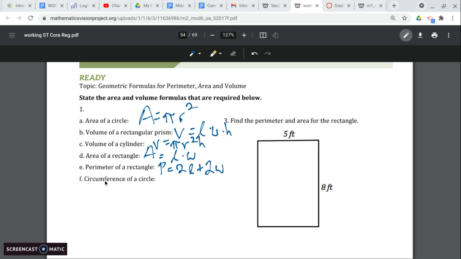The circumference of a circle, there are 2 equations for this technically. C equals 2 pi r as well as C equals pi d. So depending on what you're given, if you're given the diameter, then you want to use the bottom one. If you're given the radius, then you can use the top one. So you can use them interchangeably depending on what you are given.